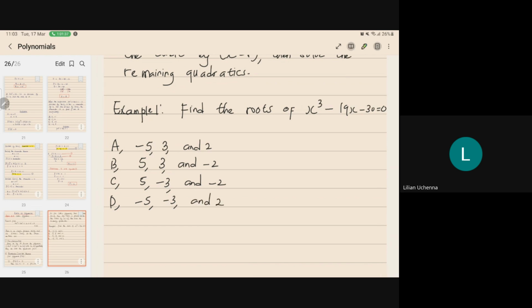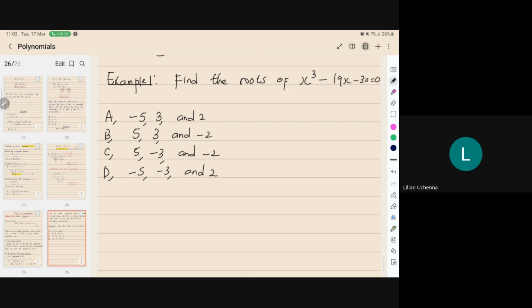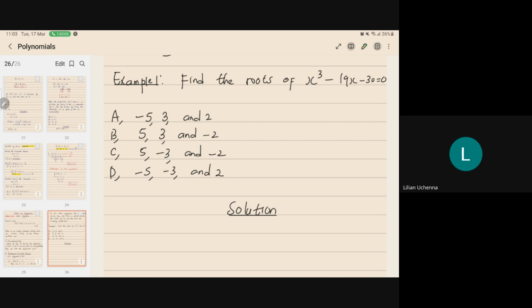Now, what it means is that you're going to guess. On a normal day, if you are solving these questions and there is no option, you have to guess one value that will be the root of the equation. Once you get that particular one, you now use your division of polynomials to get the remaining. But because they've given us these factors, it makes the job easier. So we're going to guess first. Let's take positive 5 and see what happens.